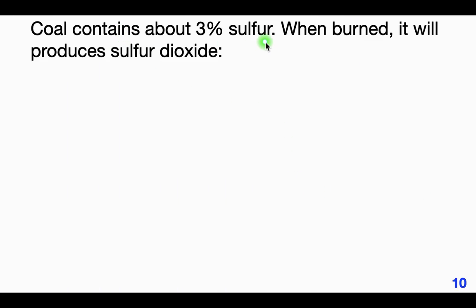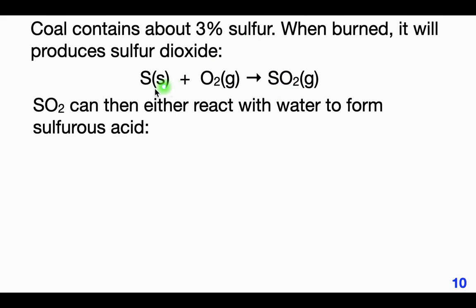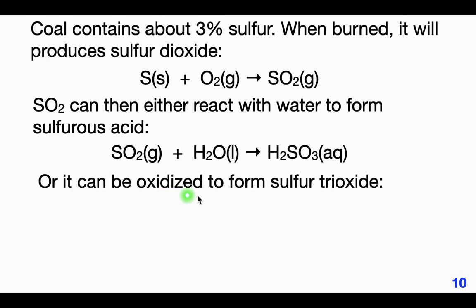Coal contains about 3% of sulfur. When burned, it produces sulfur dioxide, meaning that when we burn coal, only 3% of it is sulfur, but that 3% is problematic. The sulfur forms sulfur dioxide. Sulfur dioxide can then react with water to form sulfurous acid. Or it can be oxidized to form sulfur trioxide.